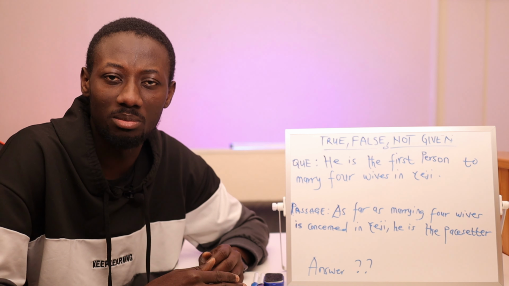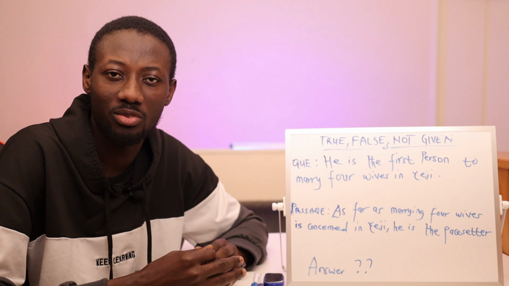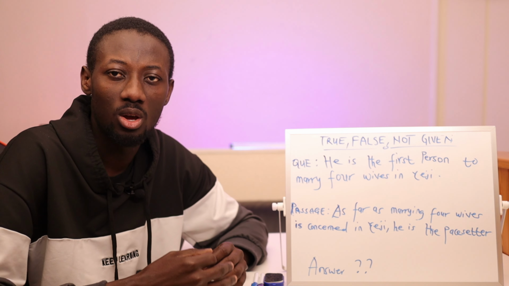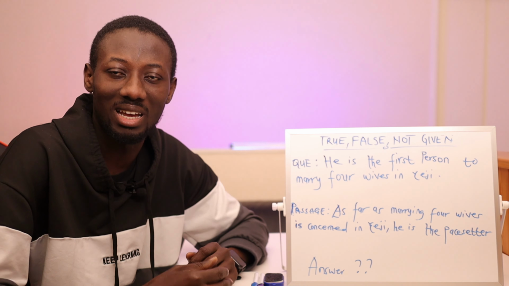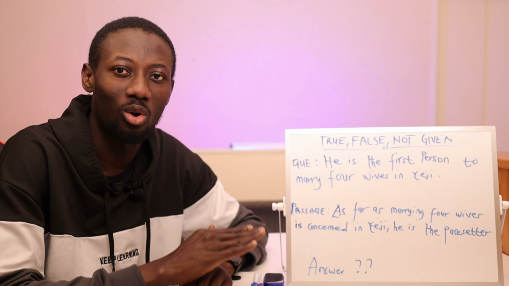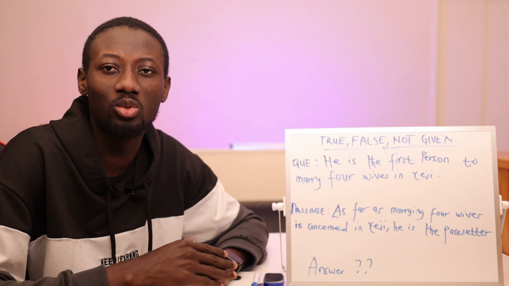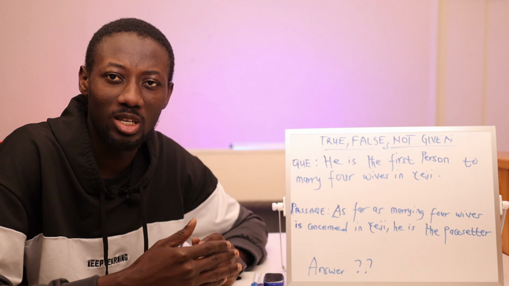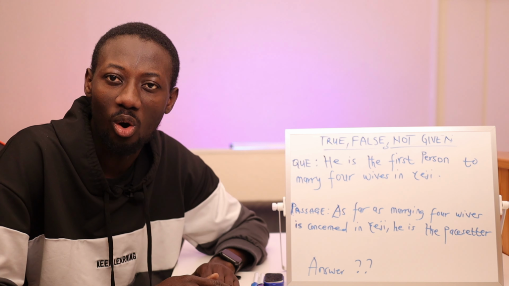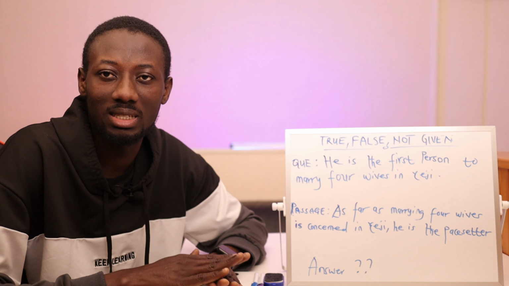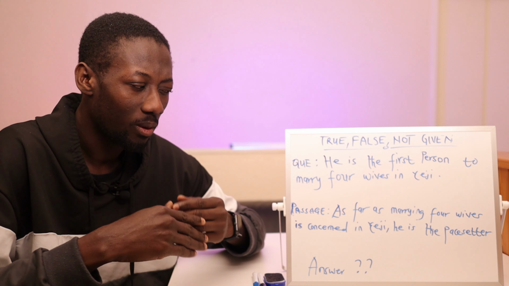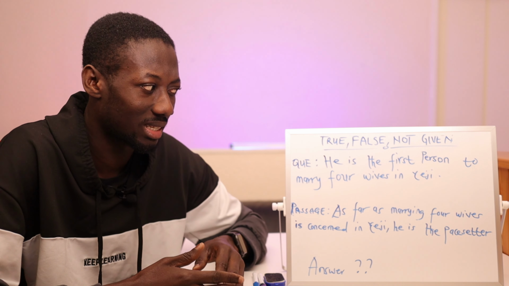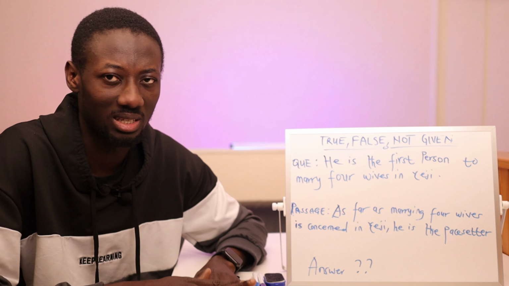Then what is your responsibility as an IELTS student? As far as true, false, not given is concerned, your responsibility is to quickly go to the passage and search and test the veracity or otherwise of this statement. So you want to check whether he's actually the first person to marry 4 wives in Yeji, or he's not the first person, or that statement hasn't been mentioned, or is not there at all. So you read the question, and the question says that he's the first person to marry 4 wives in Yeji.